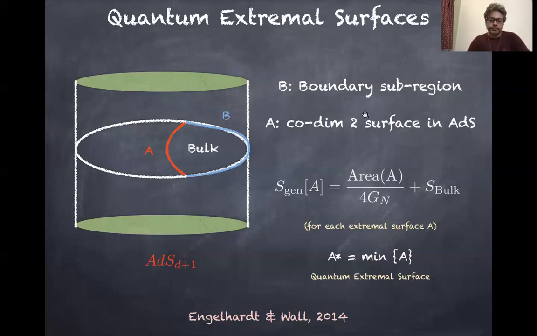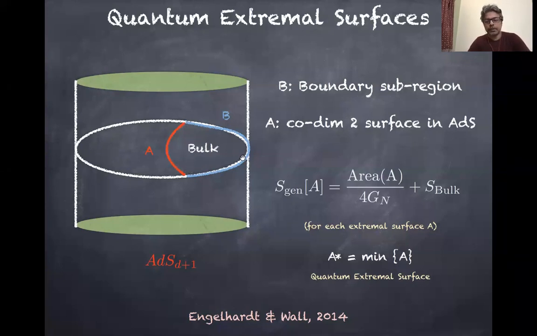And A, as is clear from the drawing, hopefully, is just an arbitrary co-dimension two surface in AdS. I do not specify what this A object is, other than saying that it is a co-dimension two hypersurface that lives in AdS. Of course, the two endpoints have to end on the two endpoints of the subregion.